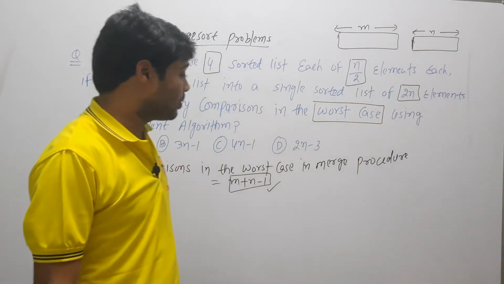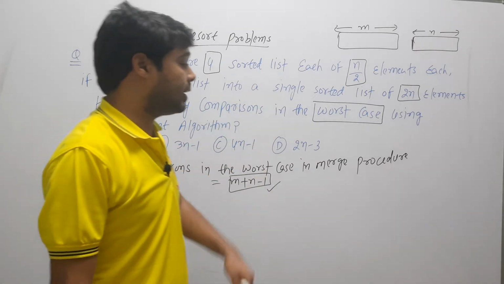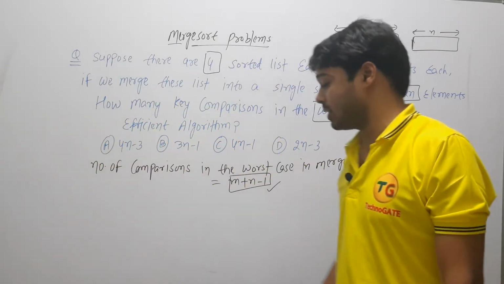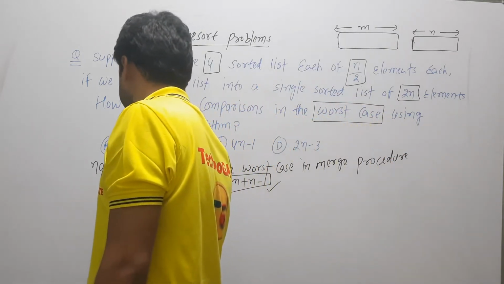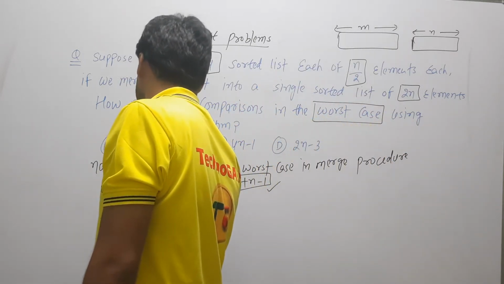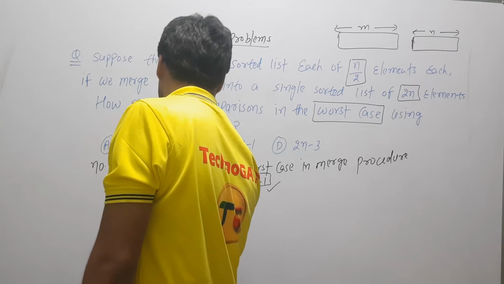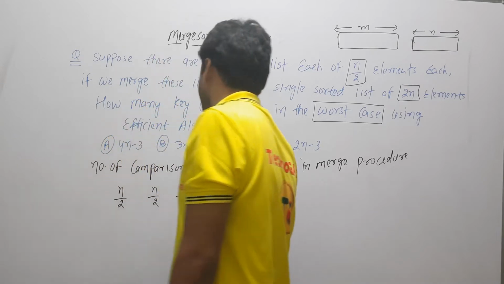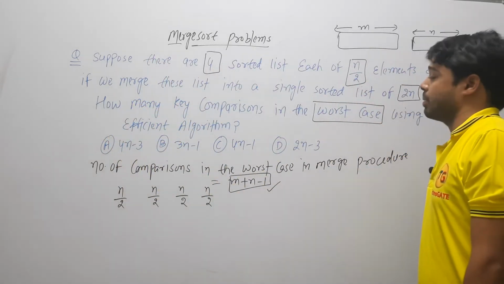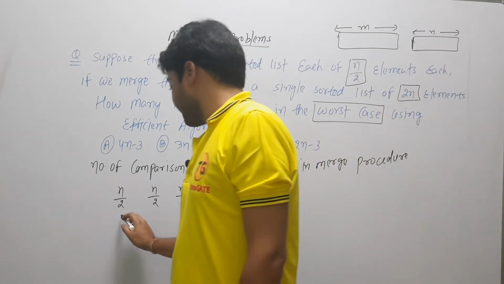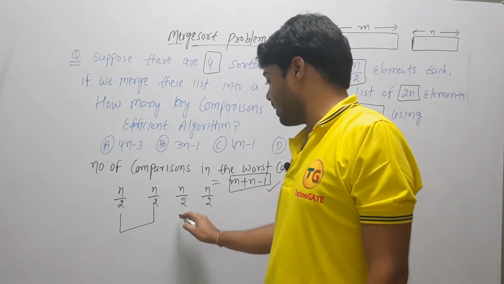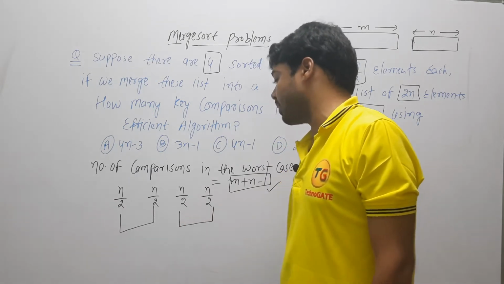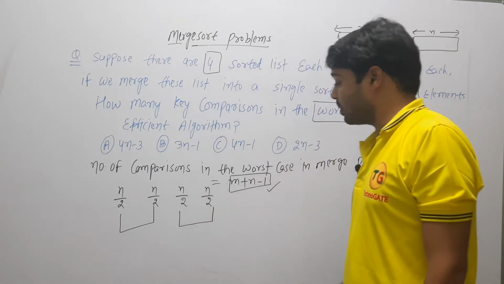Okay, so now here n by 2 elements in each list, so what will happen here? So n by 2 here, n by 2 here, n by 2 here, n by 2 here. There are four sorted lists of size n by 2 elements here. So here n by 2 plus n by 2 makes n elements here, one n element, and n by 2 one element here.